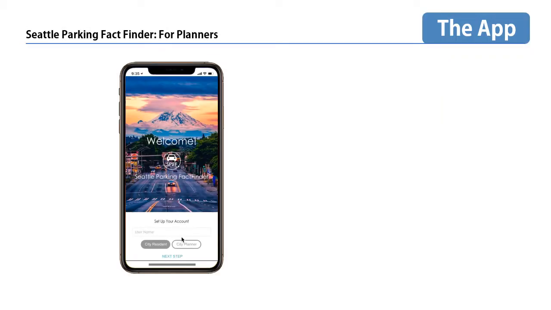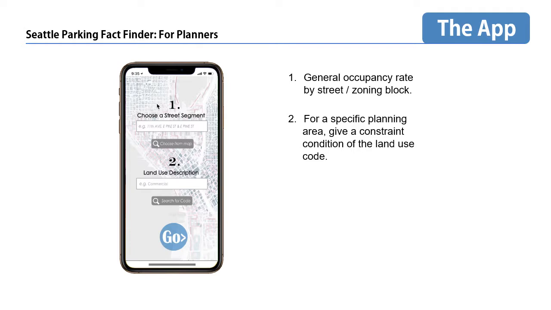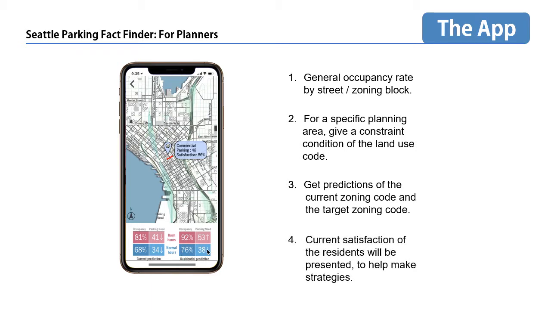Then for the planners, the homepage would be the same, but they will have an additional function to customize a prediction by given land use type. They could input the planning street location or search on the map and either input or search for a desired zoning type. If you choose residential, for example, and press go, you will get a prediction of the current zoning code and a prediction of the target zoning code. By comparing the current supply as well as the satisfaction of the residents, planners will have a better understanding of the real needs.